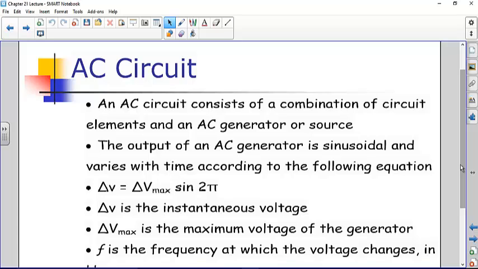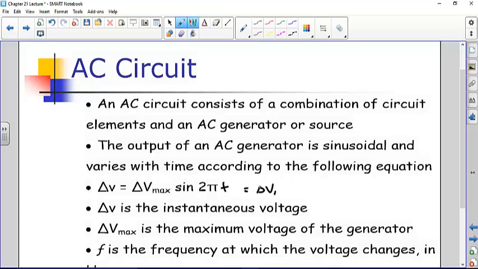The output of the generator is sinusoidal, and it has the following form. The change in voltage, which is the EMF, is going to be some maximum voltage change times the sine of 2 pi t. This just shows you that it's sinusoidal. In reality, it's actually equal to delta V max times the sine of 2 pi f t. f is the frequency that it oscillates at, and t is the time. The 2 pi is in there so that you can get the period to work out correctly.